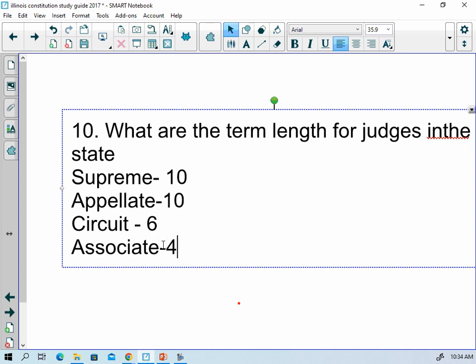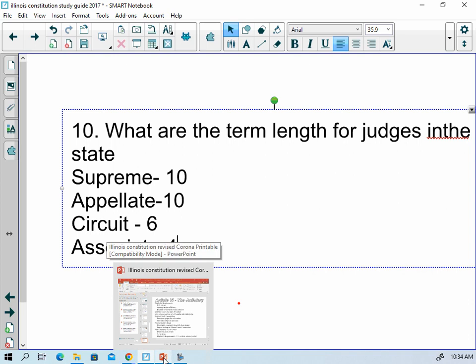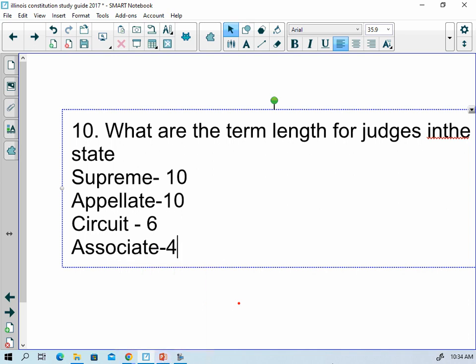Now, if we're learning about our notes and then going over them a little bit at a time, that is the key to doing well in a high school social studies class.